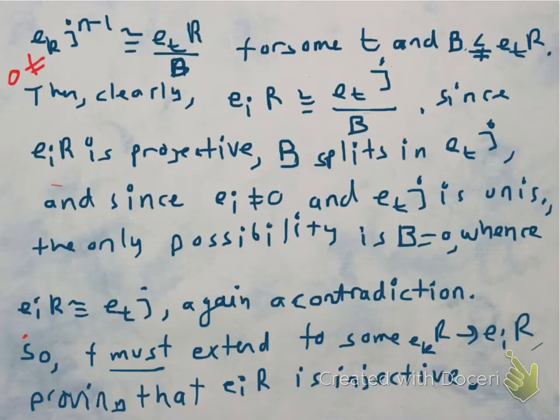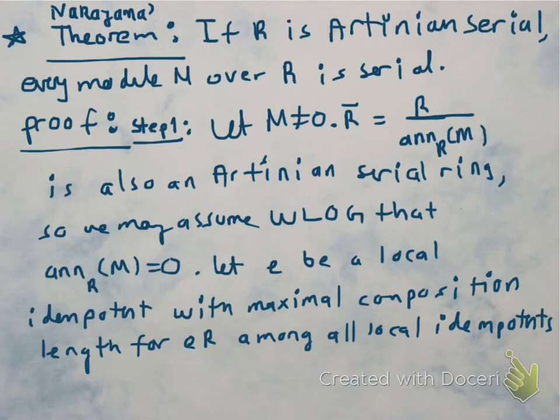Okay, now we are going to utilize this nice proposition to prove Nakayama's theorem, which is the main theorem of our video. It says, over an Artinian serial ring, every module is serial. Now the proof of this is divided over two steps, in the first one of which the aim is to prove that any non-zero module over this ring has to contain a cyclic uniserial direct summand. So you take such a module M, non-zero.